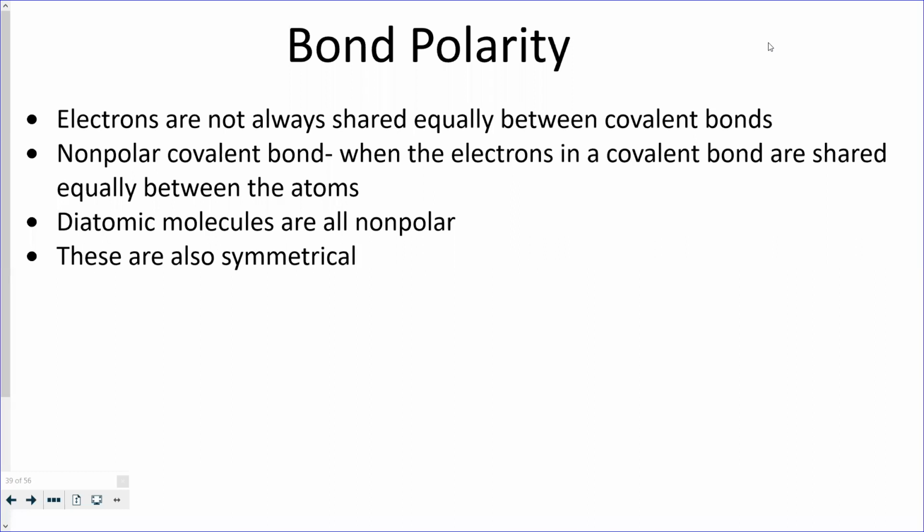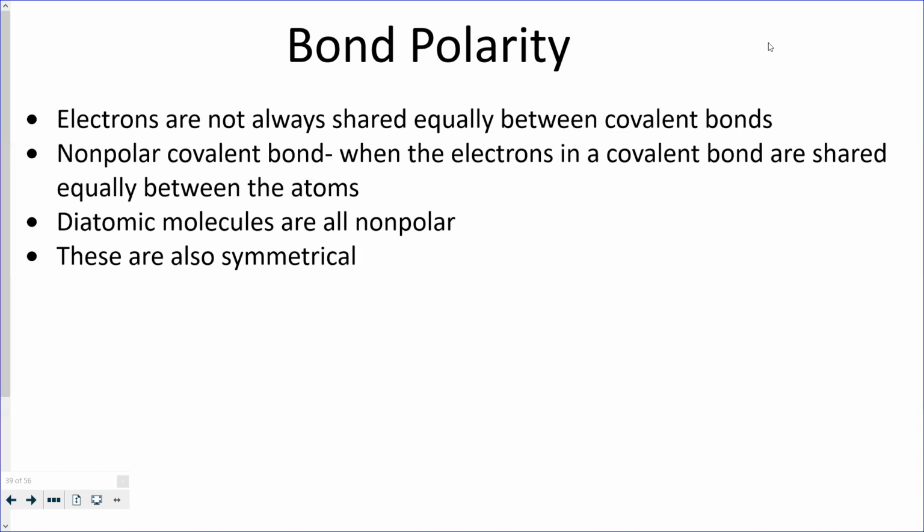All right. So how this relates to polarity. Since we said that some atoms can attract electrons more if they're more electronegative, we end up where electrons are not always shared equally in that covalent bond. So if two substances have about the same electronegativity, they can end up making a nonpolar covalent bond where the electrons in the covalent bond are shared equally between the atoms.